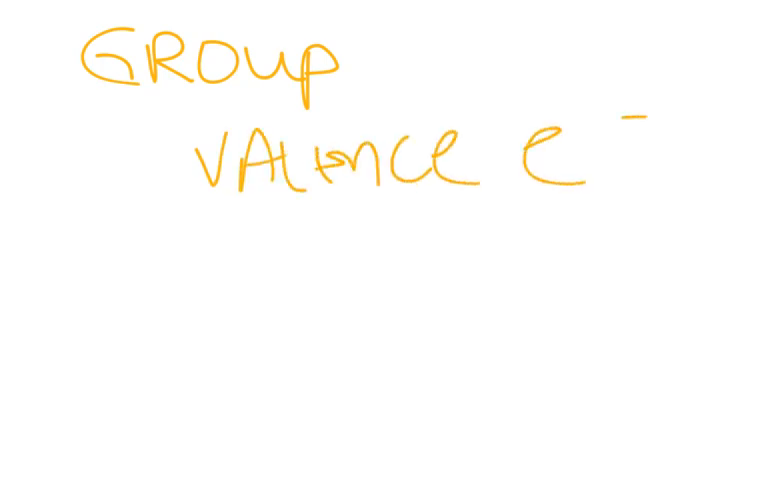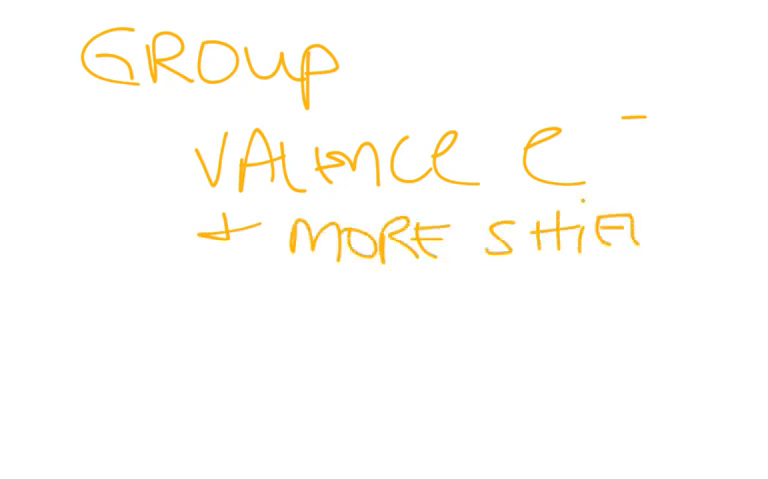So let's start with the group. As you go down a group, you've got to remember the valence electrons are farther away. Plus, they're farther away and there's more shielding. You put those 2 things together, and it's going to be a lot easier for you to take off that electron. So this is going down a group.